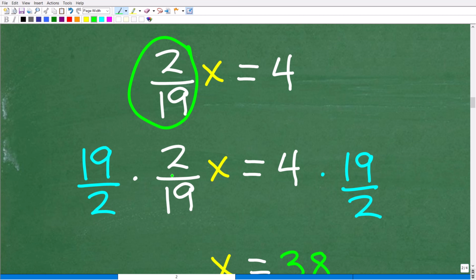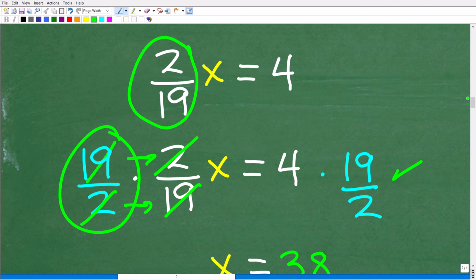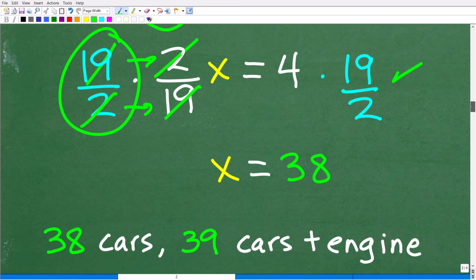Because 19 over 2 times 2 over 19, when you multiply fractions, you multiply the respective numerators by the respective denominators. You can see all this is going to be equal to 1, and that's what I want. So what do I have to do to 2/19 in order for this to be a 1? Just multiply it by 19 over 2, but I have to multiply the other side of the equation by 19 over 2 as well.